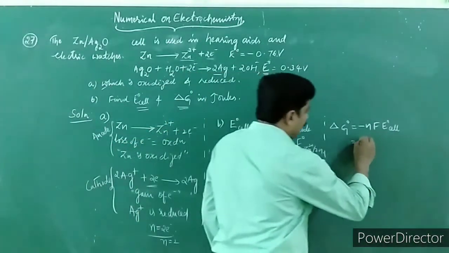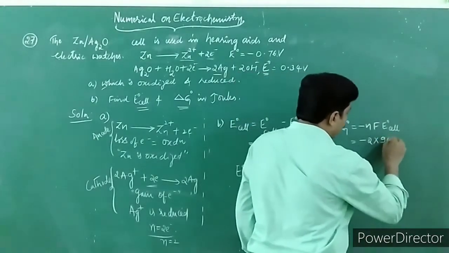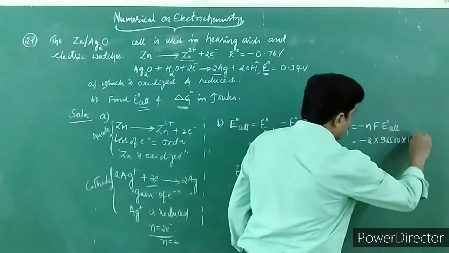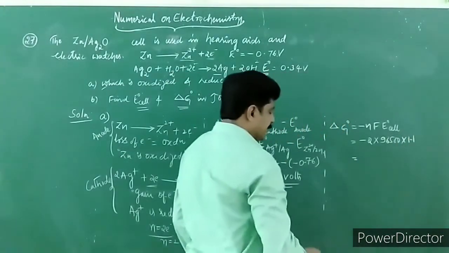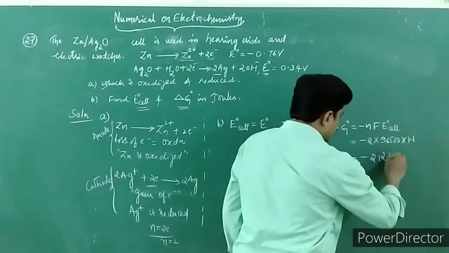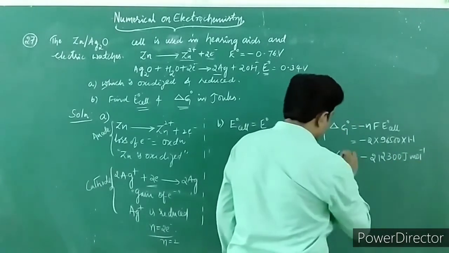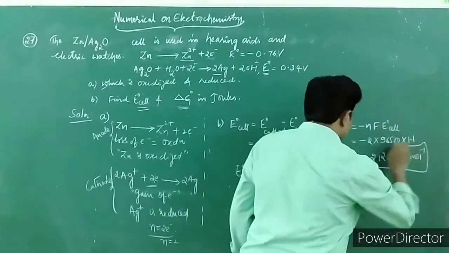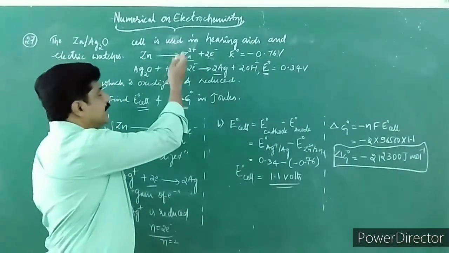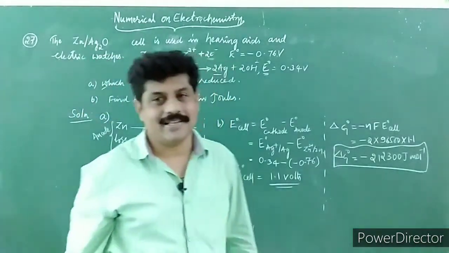Look here. Let me substitute the value. Minus 2, Faraday, you know that how much? It is 96,500 into E naught cell. You got it. How much? It is 1.1 volts. Children, if you simplify, you are going to get minus 212,300 joules per mole. So this is the delta G naught value for the reaction which is taking place in the zinc silver oxide cell.